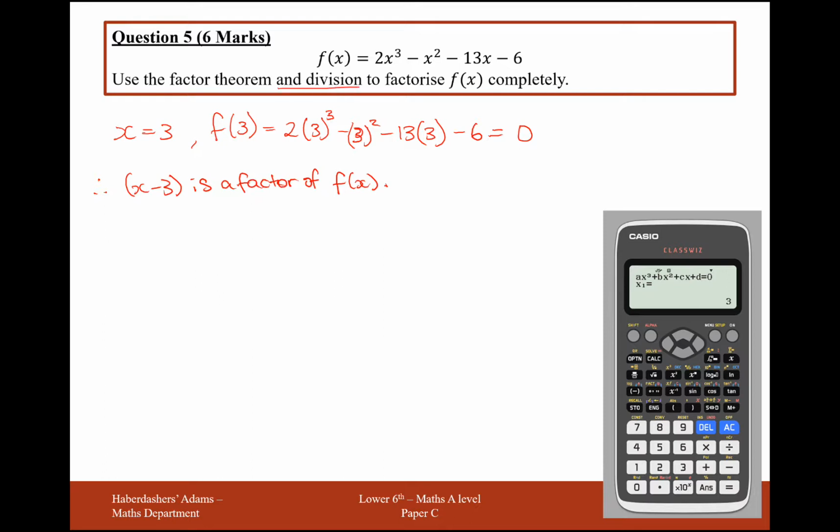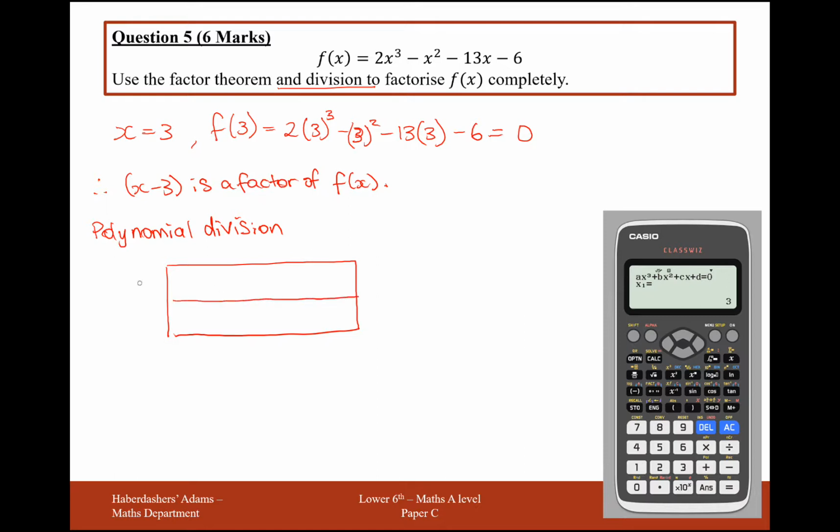So now it's looking for us also to use polynomial division. So the polynomial division step is going to come next. We're going to divide x minus 3 through this polynomial here. And the way you can do this is the long way, the algebraic division way. Or what I'm going to do here is a quick way, and I'm going to use the box method. So I'm going to have an x minus 3 down the side.